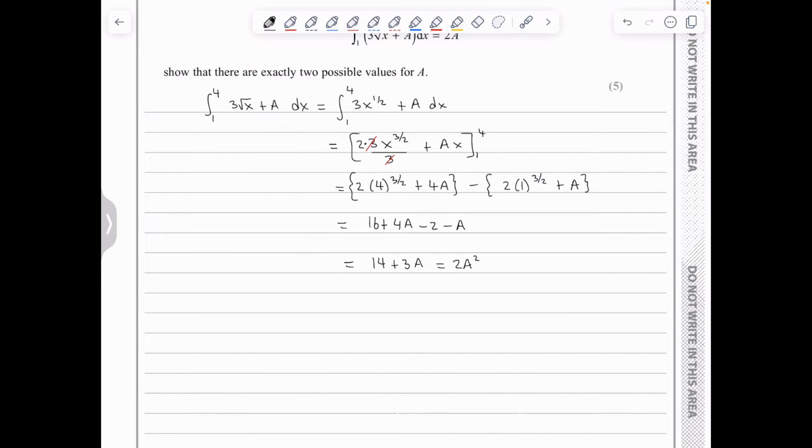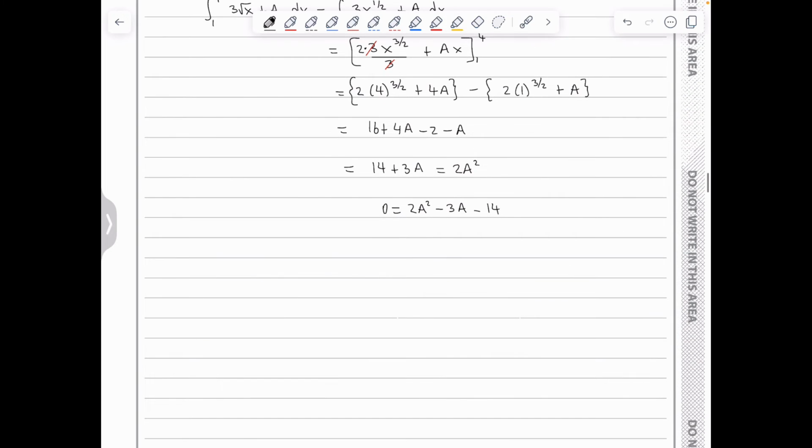Remember, we're not trying to find the values of a, we're just trying to prove that there are 2 possible values for a. So what we are dealing with here is simply a quadratic in a. I could collect everything on the right hand side, leading to 0 is 2a squared minus 3a minus 14. And for me to show that there are 2 possible values, I simply need to consider the discriminant.